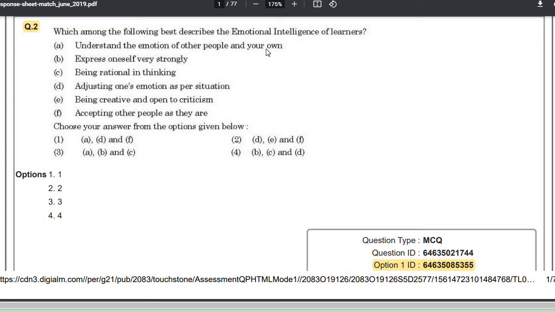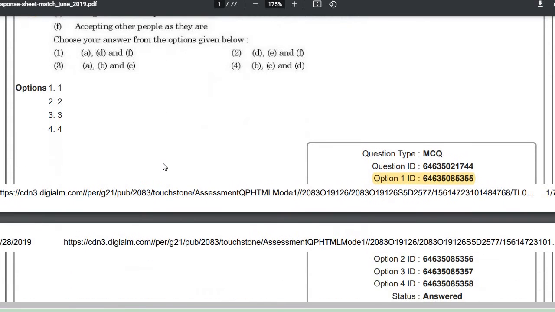The next one matching is adjusting one's emotion as per the situation, because this is relevant to the emotional intelligence of the learners. And the next one matching is accepting other people as they are. We have to accept their emotions also. So the answer is A, D, and F. We have chosen the relevant things, A, D, and F.